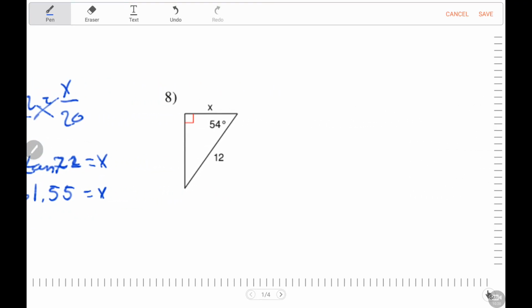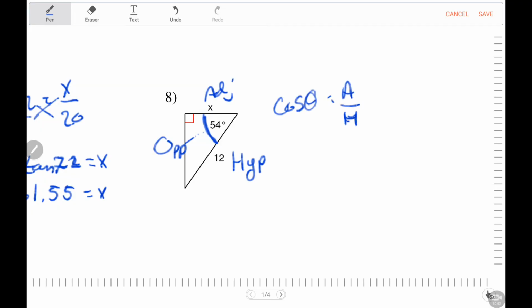So it's the same kind of thing here. If you start with your angle right here, you know, the side directly opposite of the right angle is the hypotenuse. This side directly across from the angle is opposite. And then this is the adjacent. So we have adjacent and hypotenuse, A and H. That's going to be cosine. Okay. Cosine of an angle is the adjacent over the hypotenuse. So you get cosine 54, and the adjacent side is x over 12.